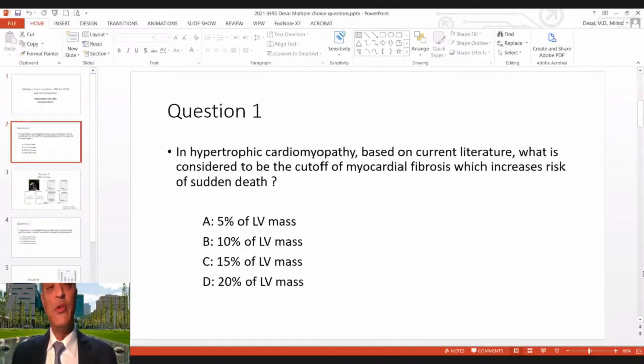So the first question is, in hypertrophic cardiomyopathy, based on current literature, what is considered to be the cutoff of myocardial fibrosis which increases the risk of sudden cardiac death? Is it 5%, 10%, 15% of LV mass, or 20% of LV mass?